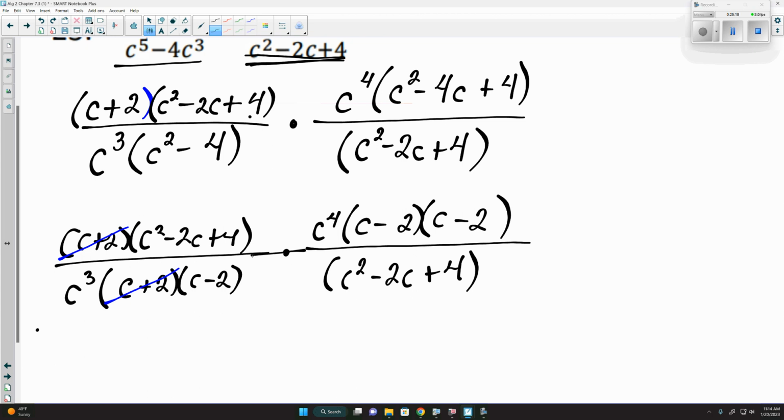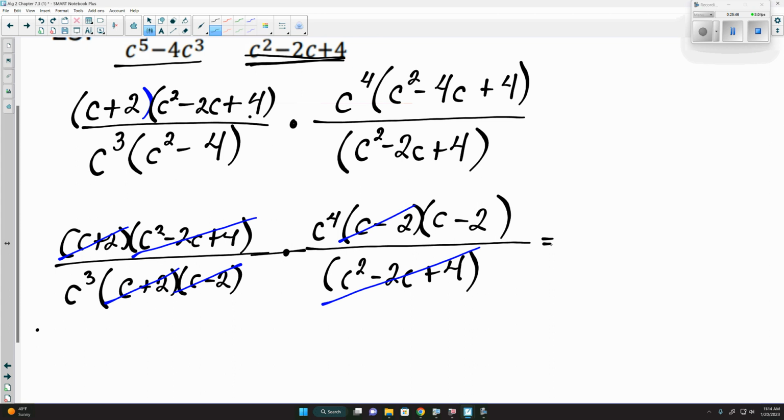Connect those together and let's simplify. Well, c squared minus 2c plus 4 will cancel with c squared minus 2c plus 4. Also, one of the c minus 2's will cancel with one of the c minus 2's, because only one of them will cancel with one. They won't cancel with both. Since we have 2 of them on top and only 1 on bottom, only one of them will simplify. We'll still have 1 left over.